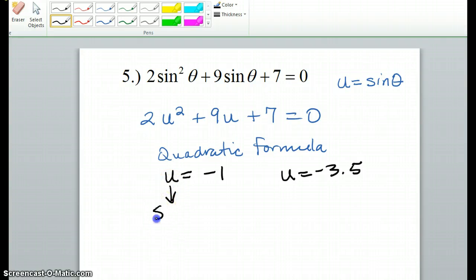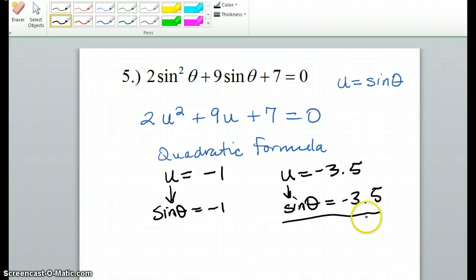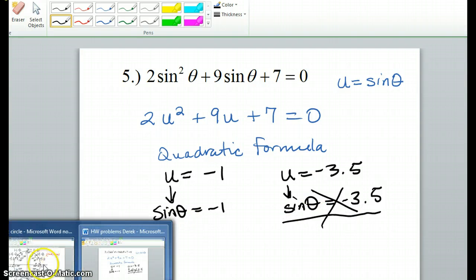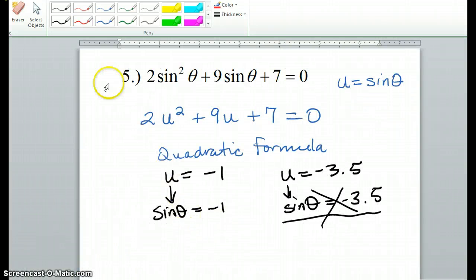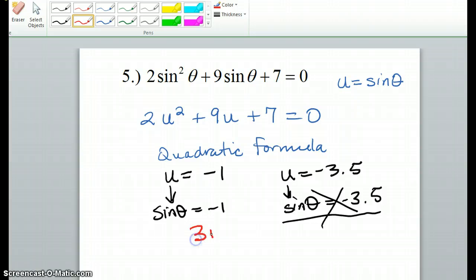Now we're just going to replace u back with sine theta. So if you notice, sine theta is never going to be -3.5, so we cannot get an answer for this particular one, so we just say that's not possible. Whereas sine theta is -1, remember that's only in one spot, at 3 pi over 2. So on this particular problem, I believe there's only one answer, and that would be 3 pi over 2.